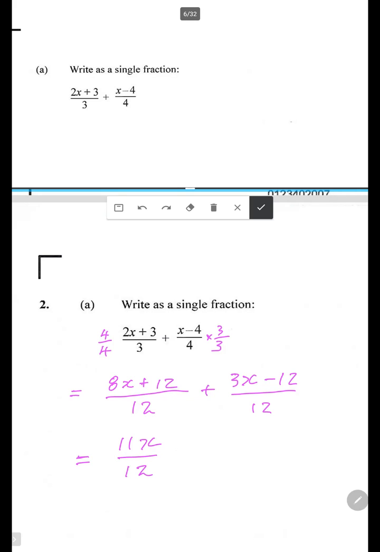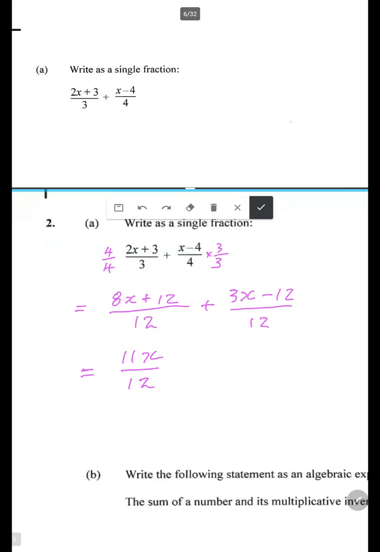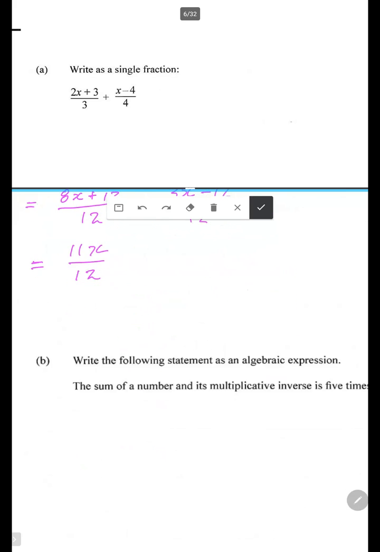Do you understand that? Very good? Yes, sir. All right, good. So moving on to the next part.